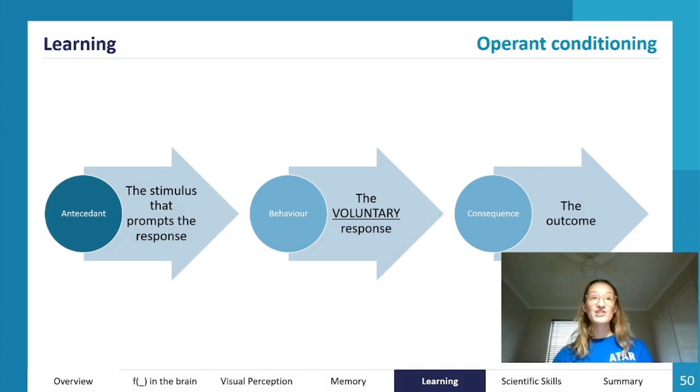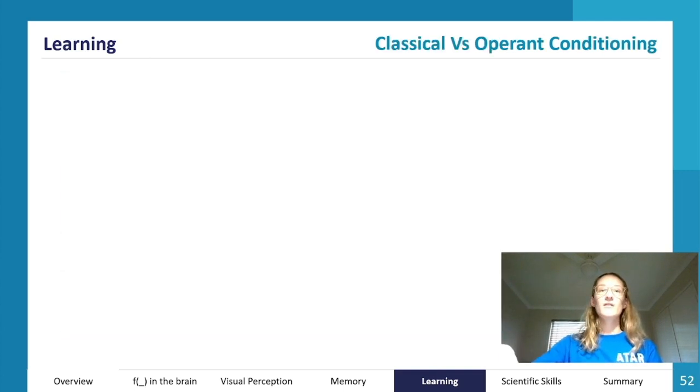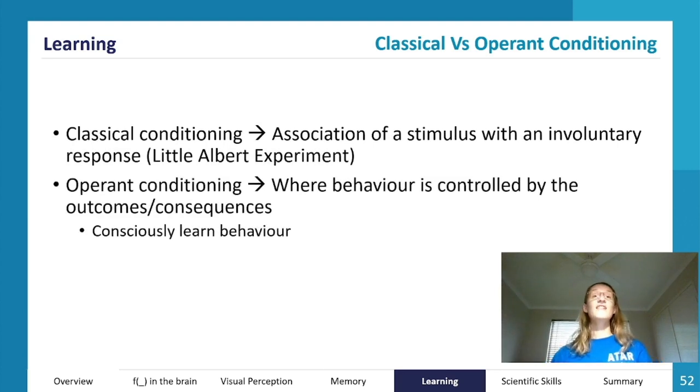On to our second major type of learning, which is operant conditioning. Operant conditioning is a little bit different to classical conditioning, and I believe I'll put some slides in on this. Classical conditioning is association of a stimulus with an involuntary response. So little Albert and Pavlov's dogs were not actively involved in the learning process. The learning was not conscious. It was actually subconscious, whereas the stimulus was just associated with a response.